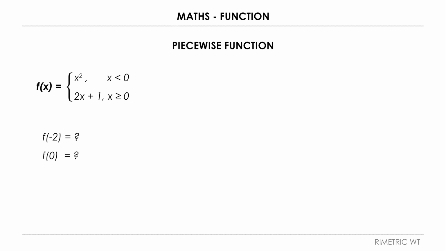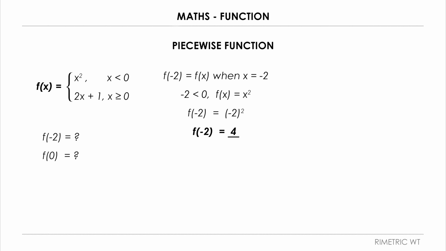The first one is f of -2, or the value of f of x when x is -2. To find f of -2, we first look at our conditions. Since -2 is less than 0, we must use the top piece, which is x squared. Substituting -2 for x, we will find -2 squared, which is 4. Hence, f of -2 is 4.